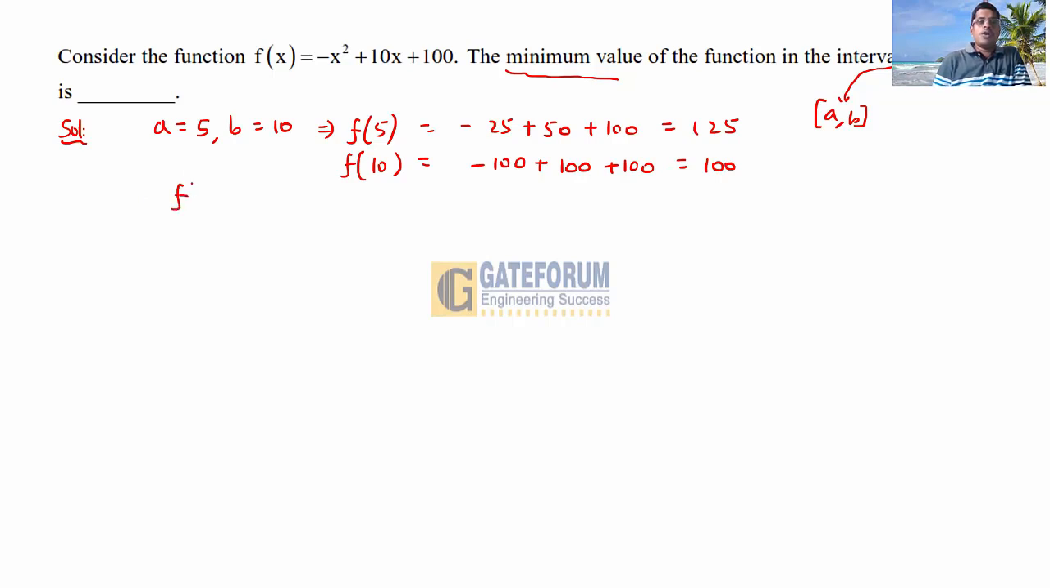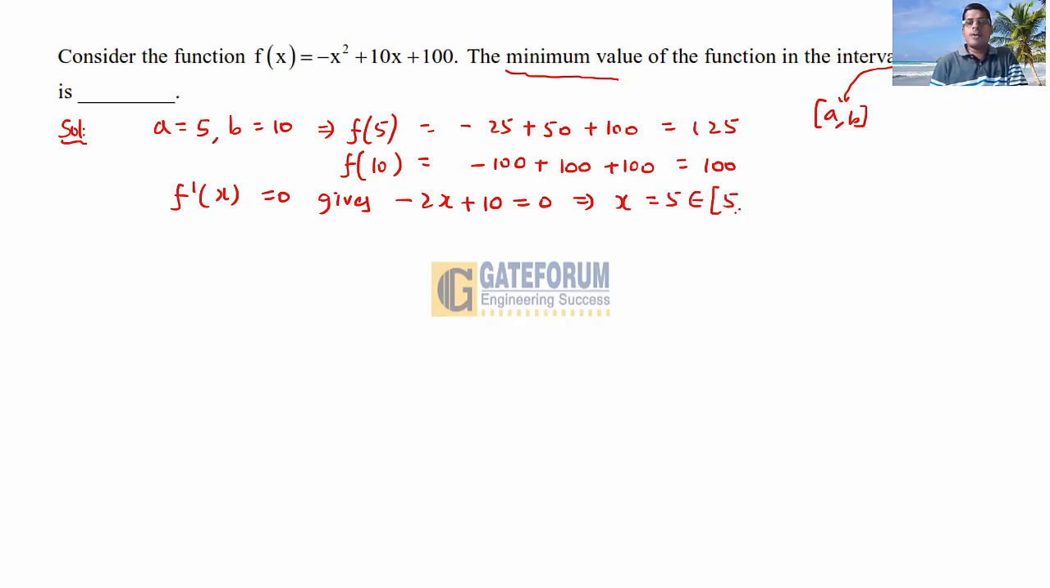Next, the local maximum minimum procedure. The first step: f dash x equal to 0 gives f dash x, differentiation with respect to x: minus x square derivative minus 2x, 10x derivative 10, constant alone derivative 0. So this simplifies to x is equal to 5, which belongs to the closed interval 5 comma 10. So this is the only one stationary point.